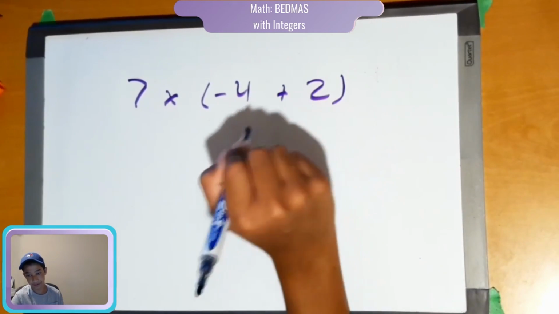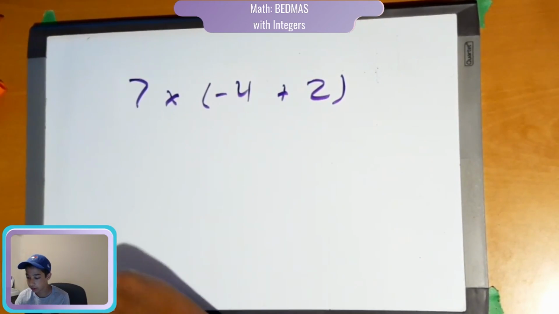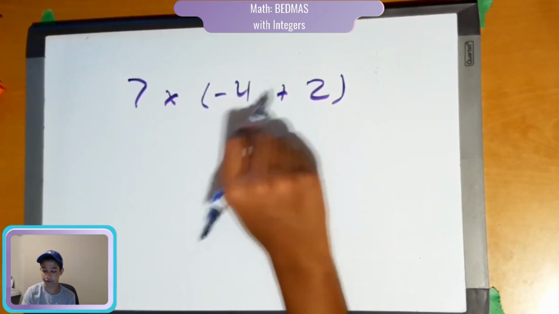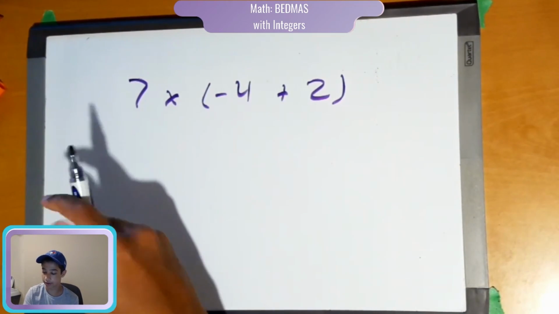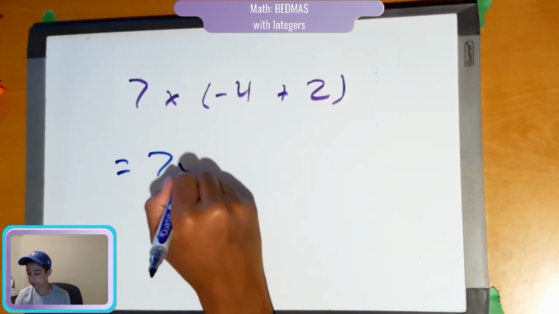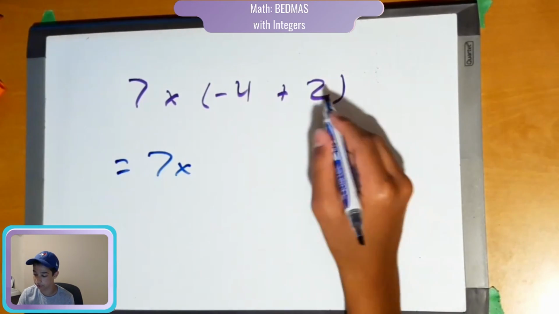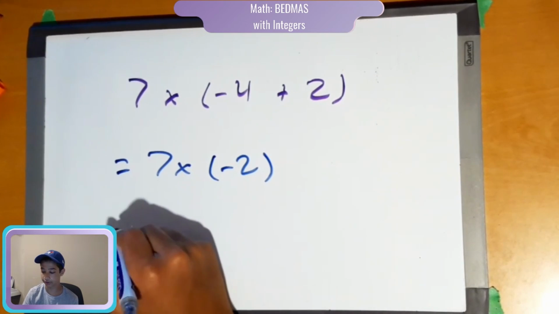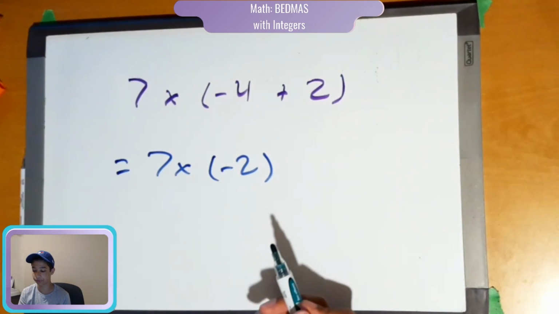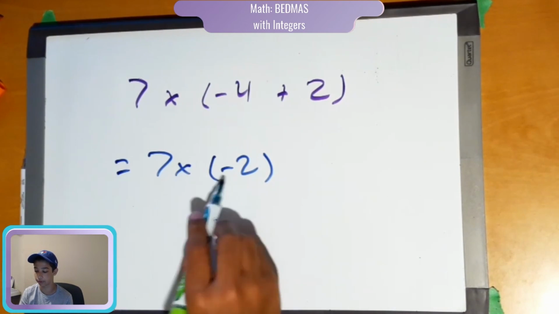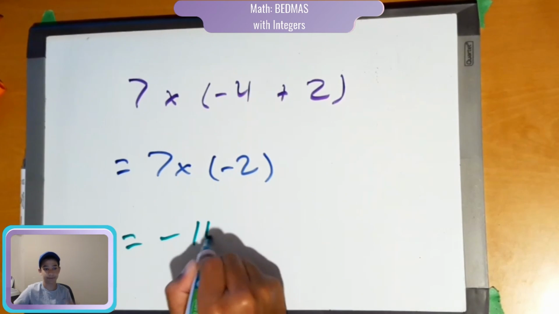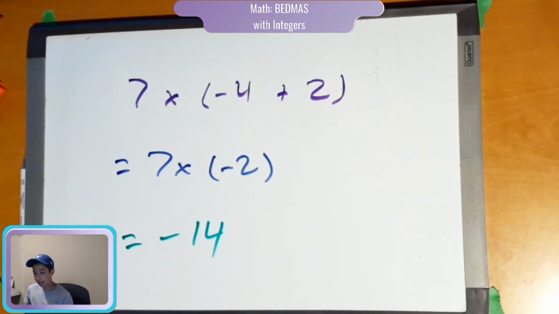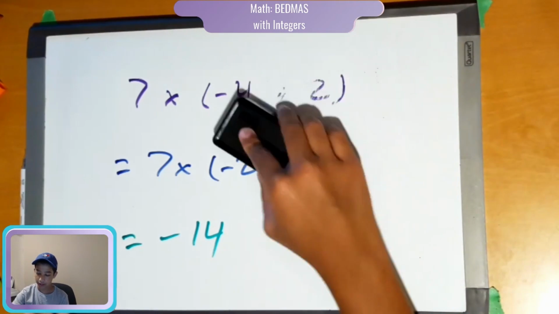Okay. This is another example of this. We have to do the addition first. So we're going to end up with 7 times negative 4 plus 2 is negative 2. 7 times negative 2. 7 times 2 is 14. So negative 1 positive, so it's going to be 14. Okay. That one was not that bad.